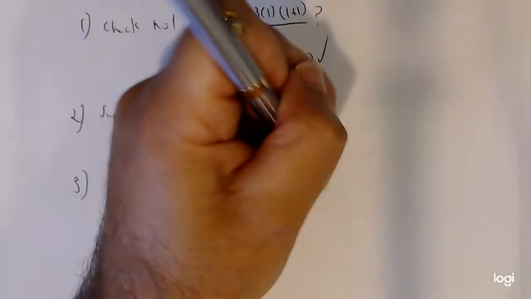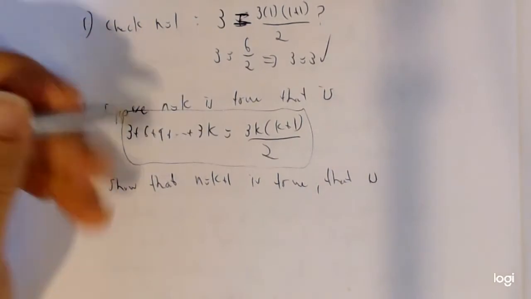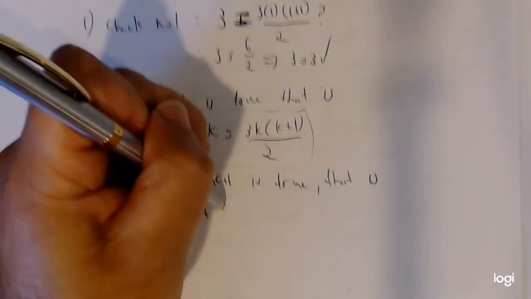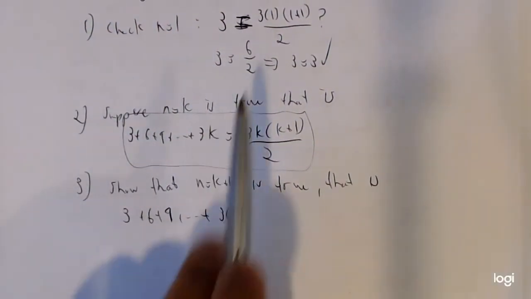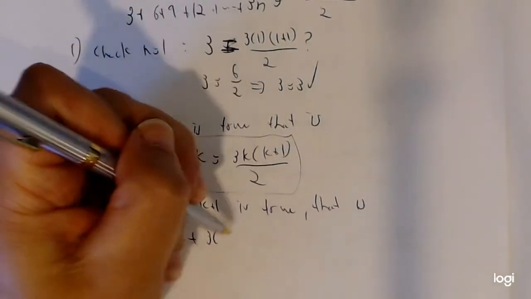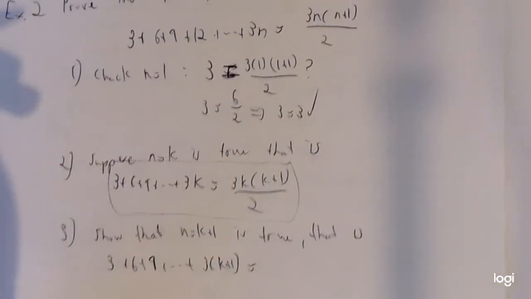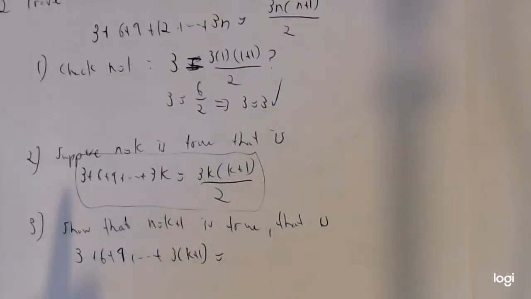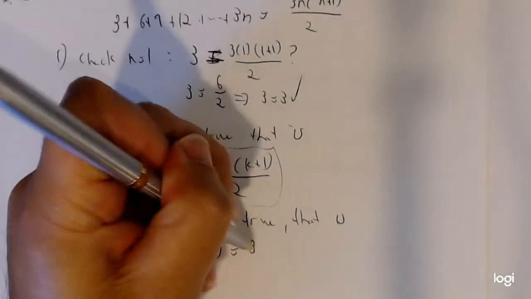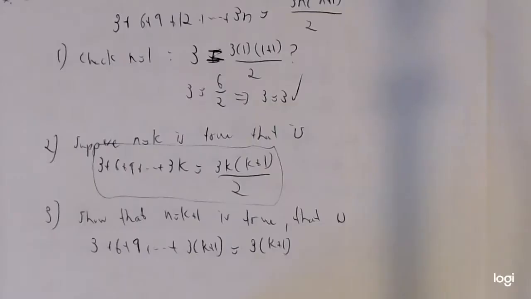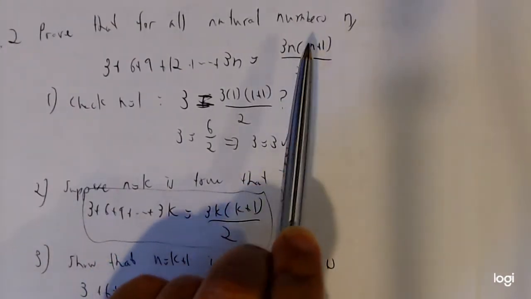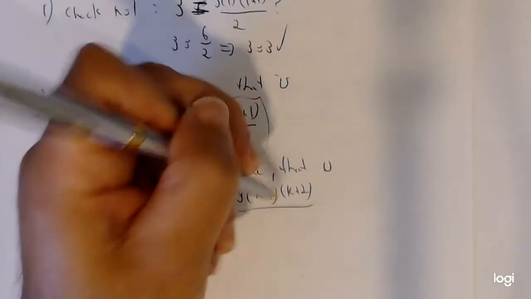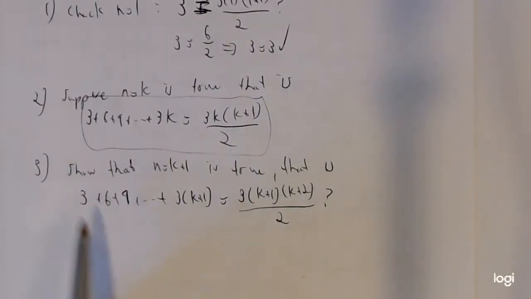So what is it that we want to show? That is, we want to show 3 plus 6 plus 9 plus all the way to 3 times, now instead of n, I'm going to replace it with k plus 1. That's going to be the same thing as what now? If you remember our original equation, I'm going to replace n's with k plus 1's. So that's going to be 3 times k plus 1, and then times k plus 1 plus 1, which would be k plus 2, all over 2. And that's a question mark, right? The question is, does this equal that?